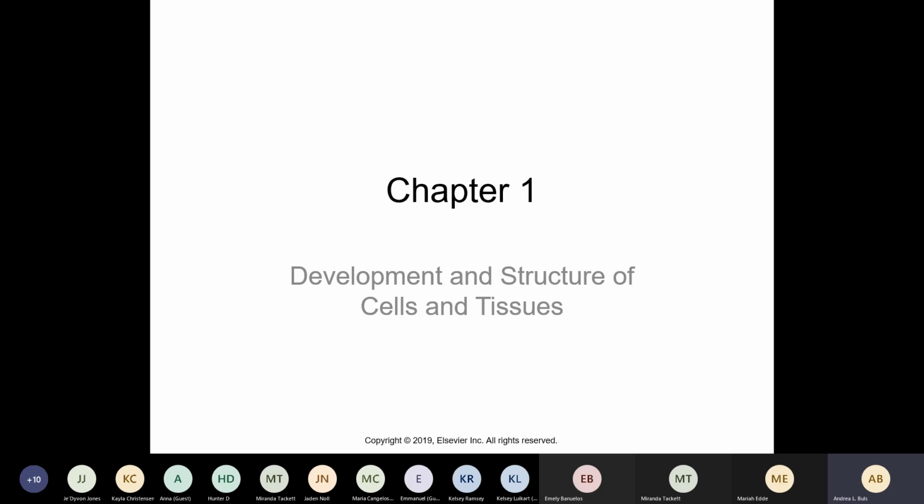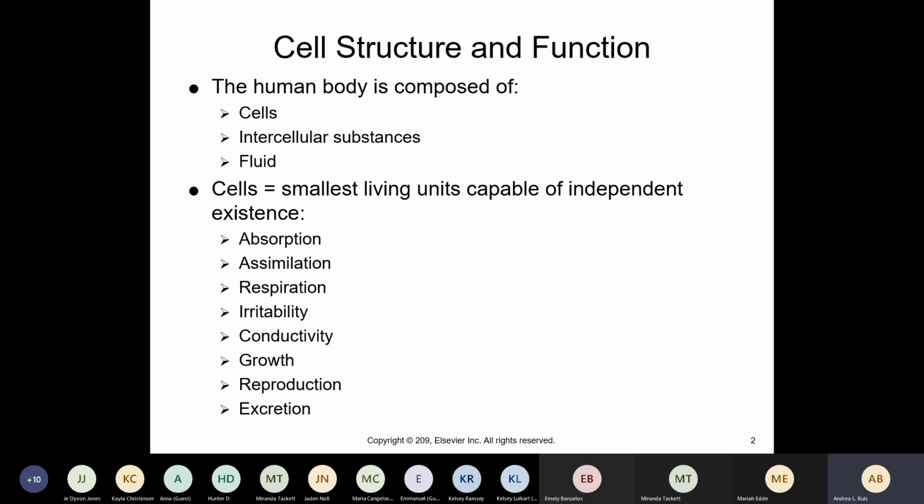So we'll start with development and structure of cells and tissues. Now, some of you have probably had biology, physiology, anatomy, those kinds of things, so hopefully some of this will be material you're familiar with and not completely foreign to you. The human body is composed of cells, and in between those cells there are intracellular substances that hold all the cells together, and fluid. The cell is the smallest living unit capable of independent existence.